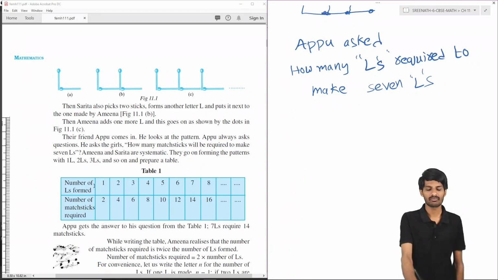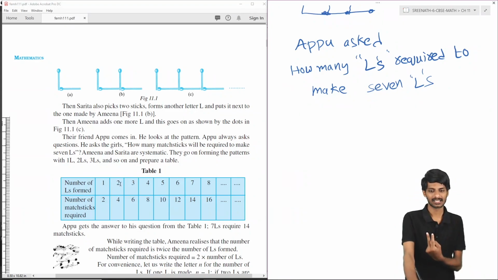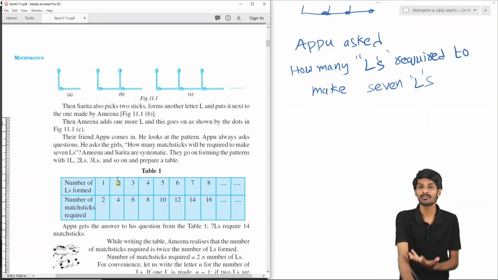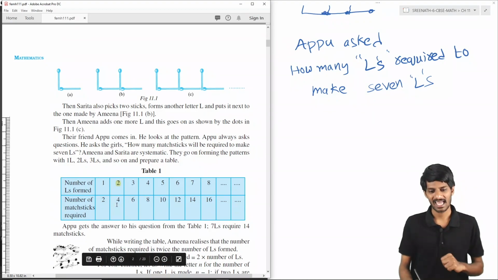So at the first they formed only 1 L. For 1 L, how many matchsticks have they used? They have used 2 matchsticks, students. Next they have formed 2 L's, that is why it is 2. And how many matchsticks did they use? 1, 2, 3, 4. 4 matchsticks they have used.